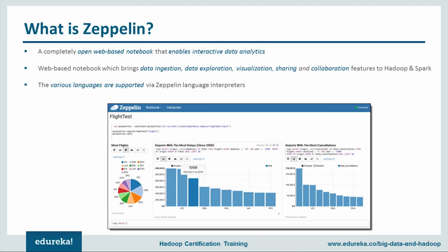This is a web page notebook which brings in data ingestion, data exploration, visualization, sharing, and collaboration features to Hadoop and Spark. So remember, when I showed you my Zeppelin notebook, you can see that we have written the code there. We have even run SQL codes there, and we have more visualizations by executing code there. So this is how interactive Zeppelin is, and it supports many interpreters, and it is a very powerful visualization tool that goes very well with Linux systems. It supports R, Python, and a lot of other interpreters.